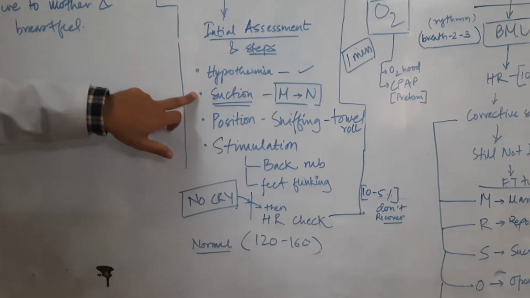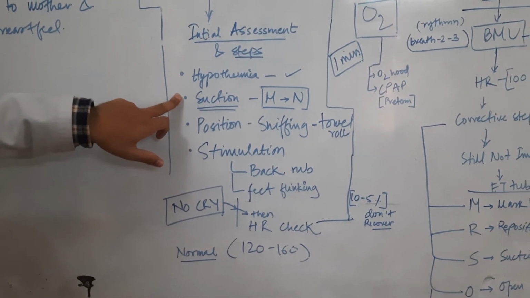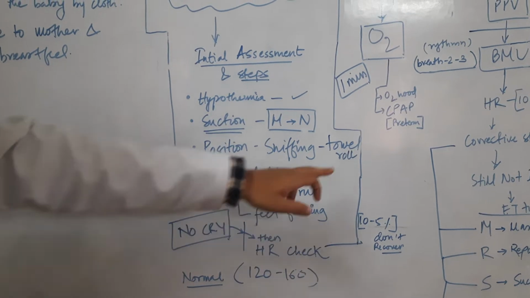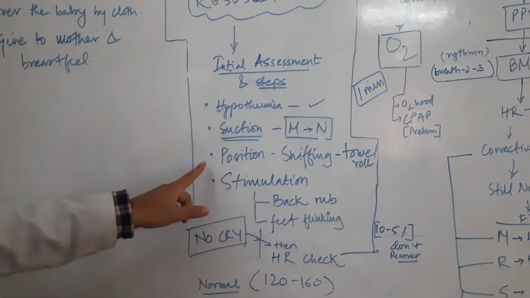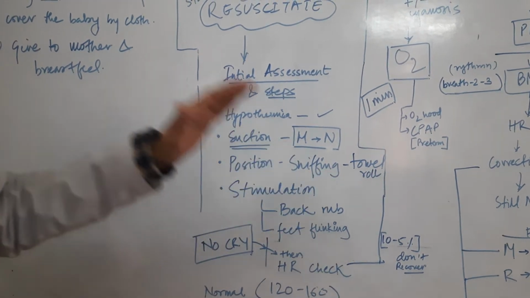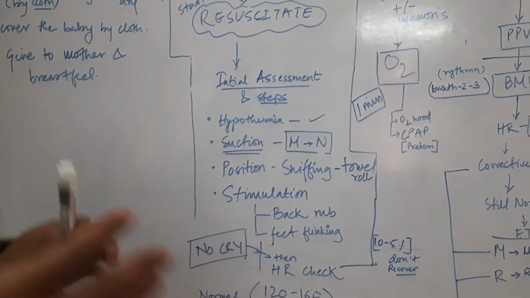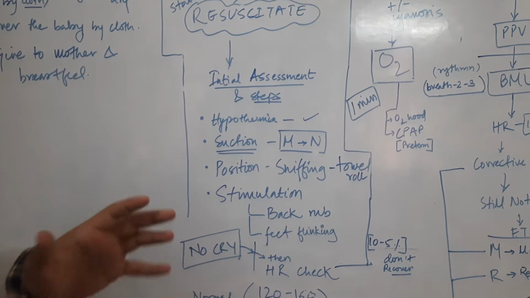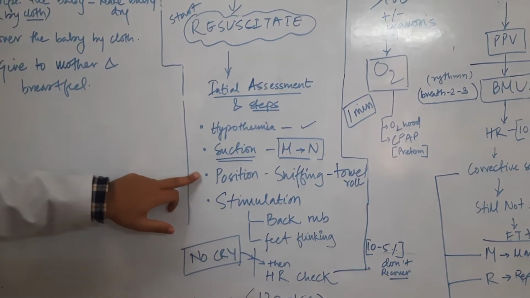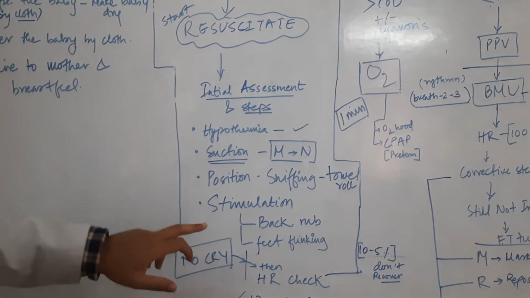After that, if despite suctioning the baby does not cry, then we have to put the baby in the sniffing position, where we put a towel roll under the shoulder of the baby and extend the neck. This will straighten the airway, and if the baby was not able to breathe because of kinking of the airway, the baby will finally be able to breathe. Despite this, if the baby does not start to cry, then we have to stimulate.